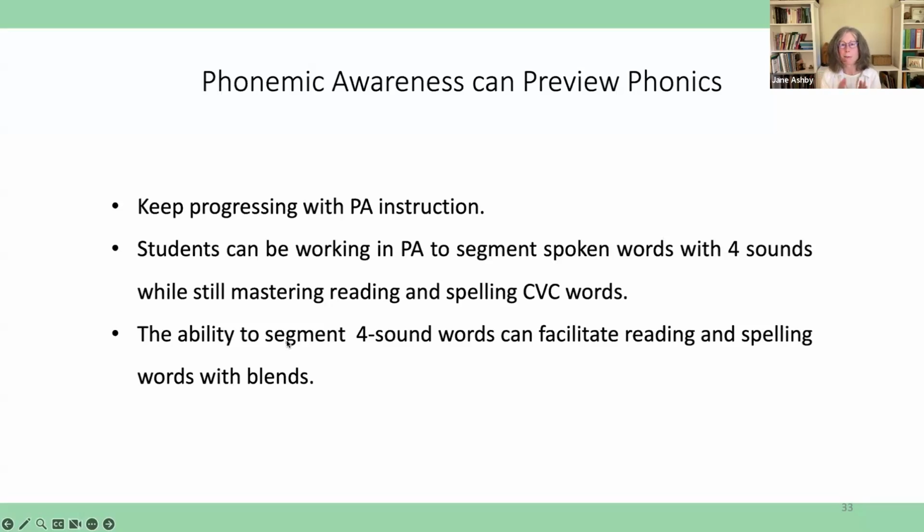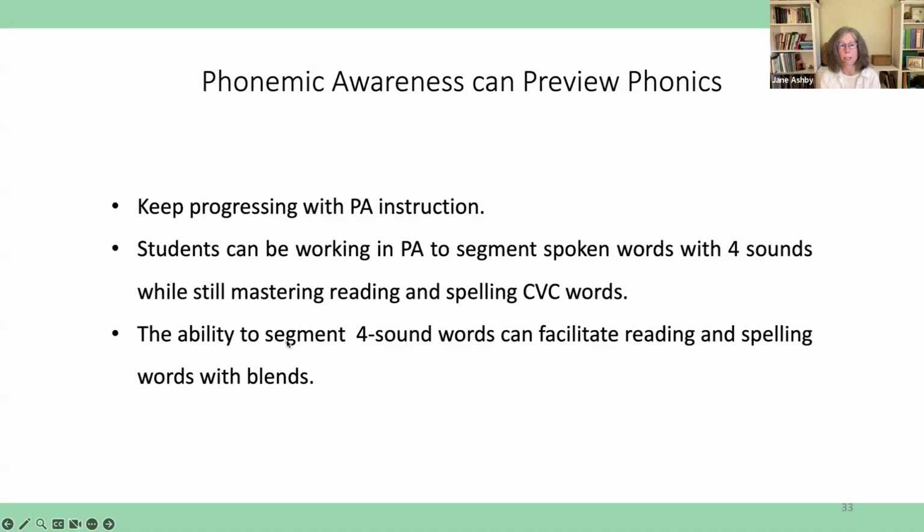Think about how long you spend with CVC words in your phonics instruction. Quite long. There's a lot to teach there. There's a lot to work through. So PA may actually be moving ahead, and that's totally fine because they're independent pieces that work together, but they don't need to be in sync. So students can be working in PA to segment spoken words with 4 sounds while still mastering the reading and spelling of 3 sound words.